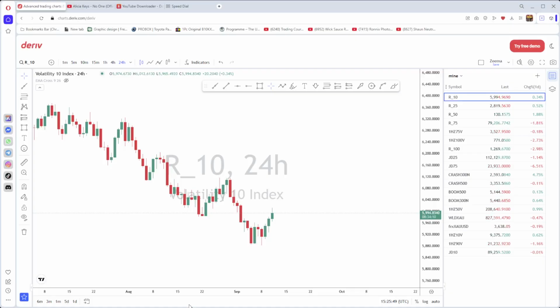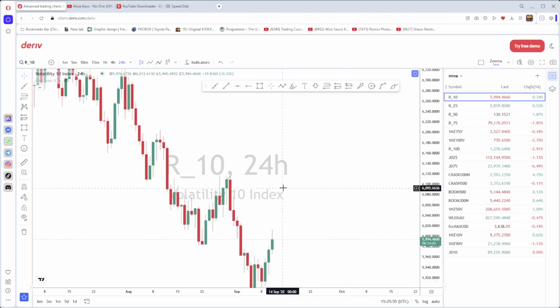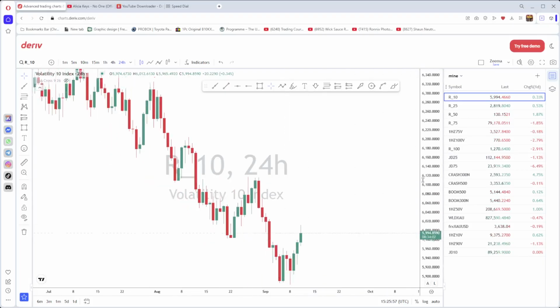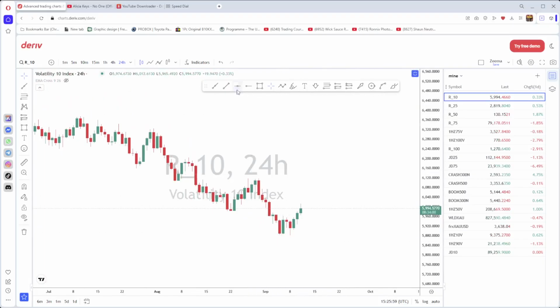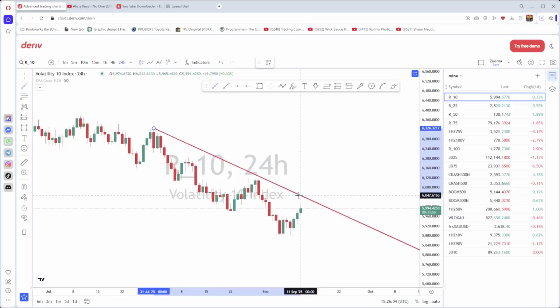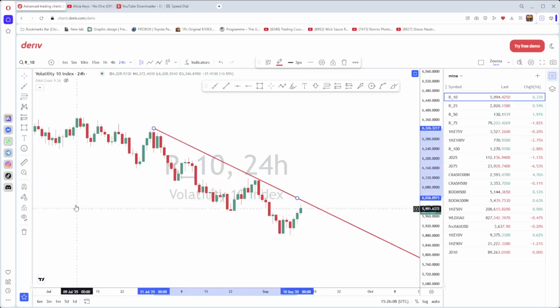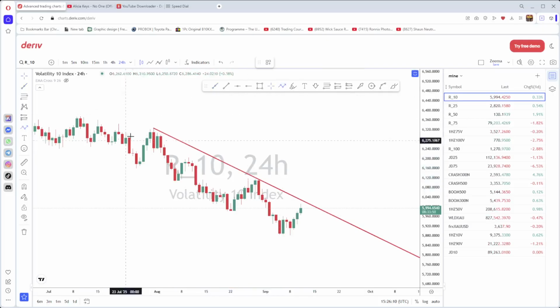So anyway, I'll start with V10, right? So we're up on the daily time frame as we normally do. We can clearly see that the market has been in a downtrend for a long while now. You can come in with a trend line if that's what you work with. I use both ways. I like to track my highs and lows. So this is one way.